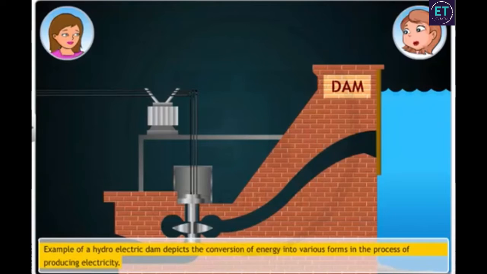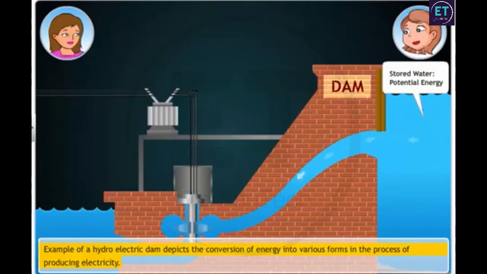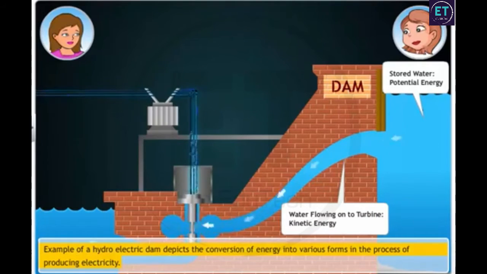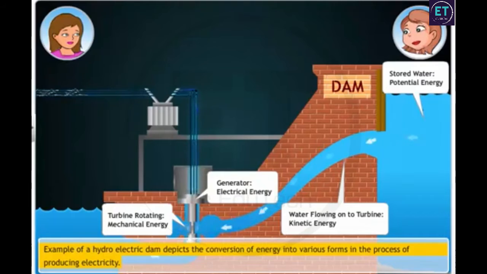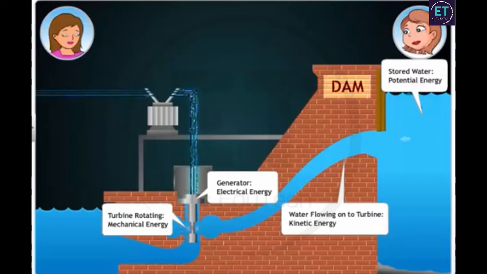A good way to understand conversion of energy is to examine how electricity is produced in a hydroelectric dam. The stored water in the reservoir of the dam possesses potential energy. When the stored water of the dam is released into the turbine through the penstock, the potential energy of the water is converted into kinetic energy. This flowing water rotates the blades of the turbine, which is the mechanical energy. These rotating blades of the turbine produce the electrical energy. So, basically, energy gets converted from one form to another.